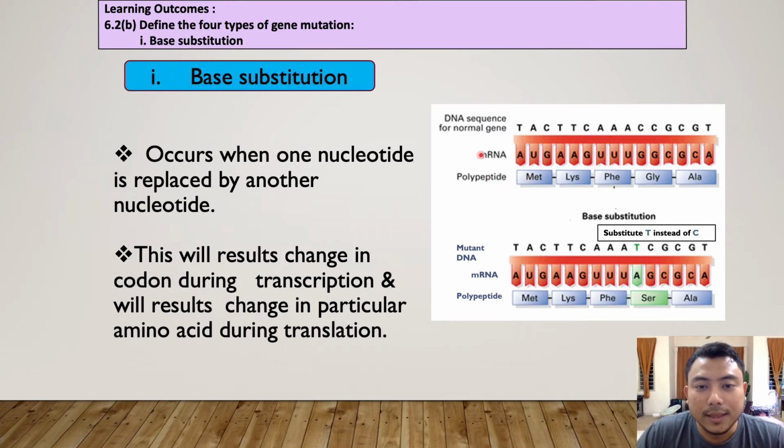Okay, we look here. This is the normal sequence for a normal gene, and this is the mutant DNA. So at this sequence, sepatutnya after AAA is the nucleotide with C. So substitute T instead of C. Maknanya sepatutnya C tapi dah tukar menjadi T. So sepatutnya CCG will encode for glycine tapi TCG will encode for serine. So sepatutnya glycine amino acidnya sekarang dah jadi serine. So itu adalah base substitution.